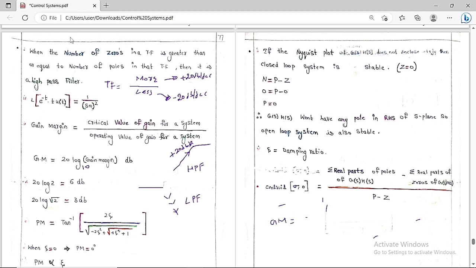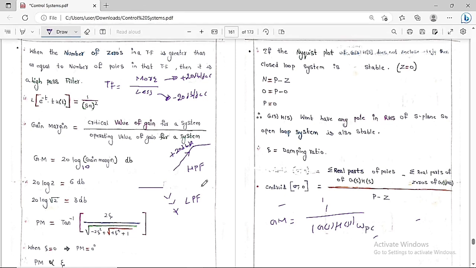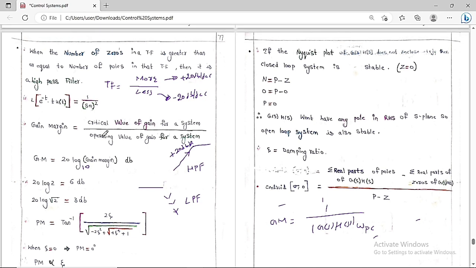Gain margin is equal to 1 by mod of G(s)H(s) at omega pc. I have already told you this; this is the actual formula. You can solve with either method, and you are going to get the same result. Here the gain margin is the critical value of the gain for a system by the operating value of the gain for a system, which we can simply write as K critical by K operating.